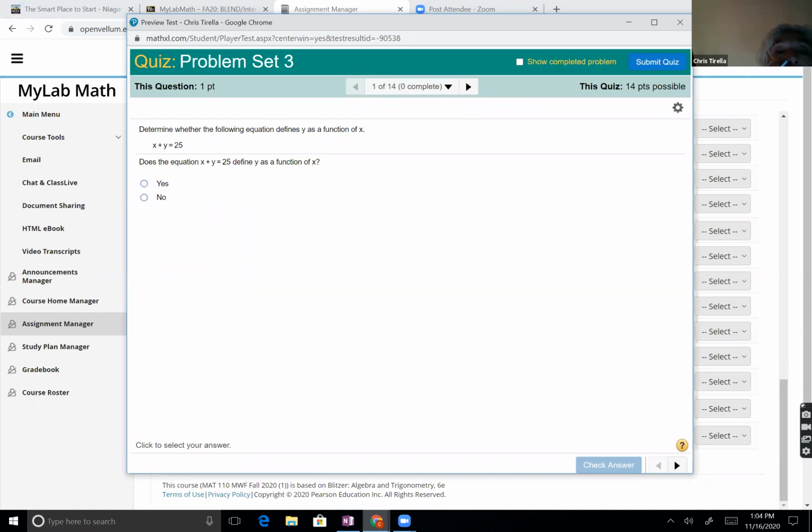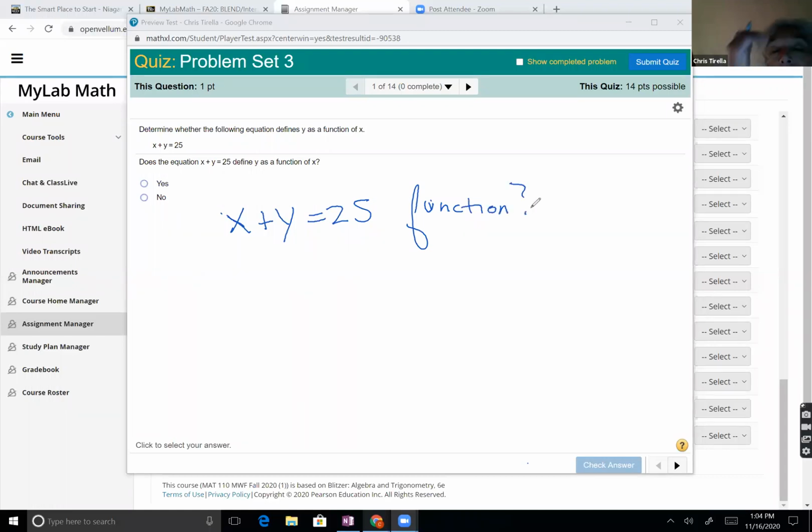And so the first question asks us to decide if x plus y equals 25 is a function or not. And there's a couple of ways that we can do this. One way is to plug in a whole bunch of numbers for x and see if for each one we only get one single value for y.